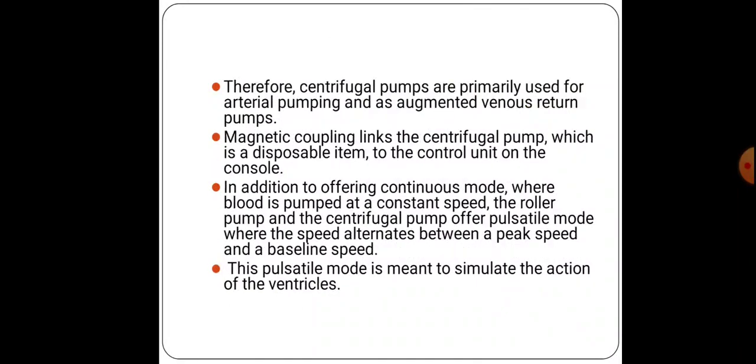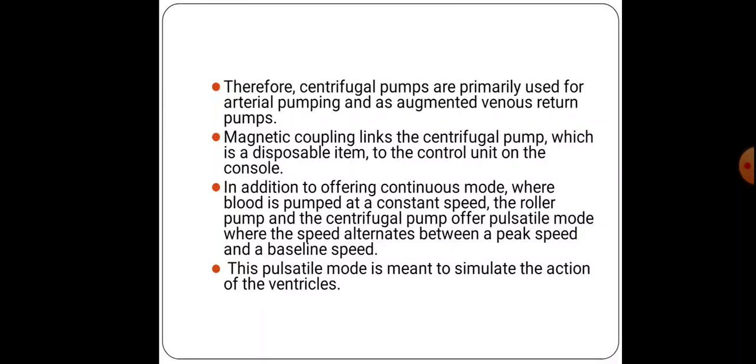The centrifugal pumps are mainly used for arterial pumping and also as an augmented venous return pump. The roller pump is mainly used for arterial, vent and suction application, but the centrifugal pump is also used for arterial pumping, and it is also supported as a venous return pump. Magnetic coupling links the centrifugal pump, which is a disposable item, to the control unit on the console.